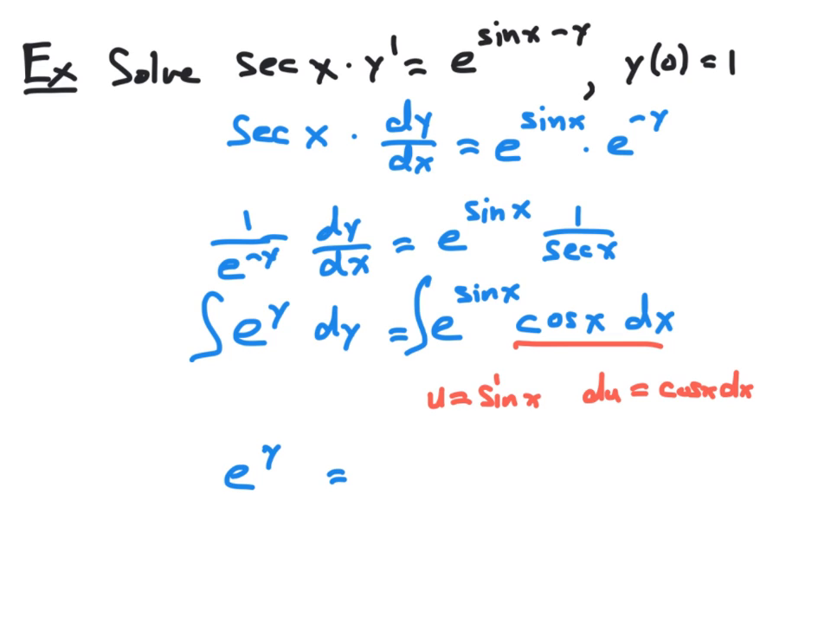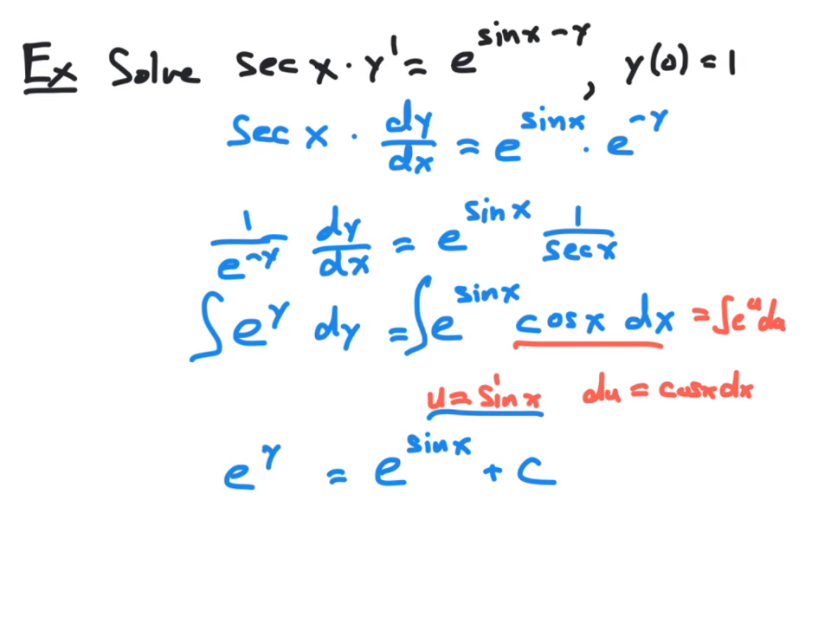And so this ends up being on the right-hand side the integral of e to the u du. The antiderivative of that is e to the u plus c, and substituting u being sine of x back in, we see that this will equal e to the sine of x plus c. And this is our solution as an implicit function of y.